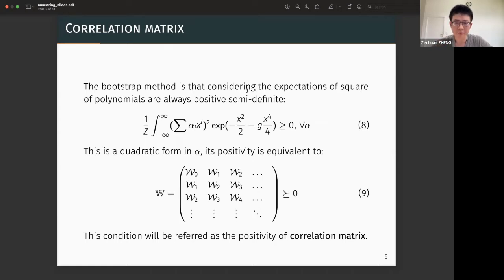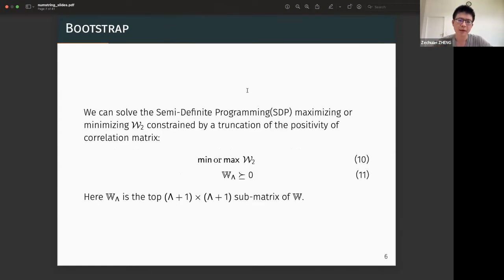Okay, so how to do the bootstrap? Here, we can make a truncation of that infinite-dimensional correlation matrix, truncating it to the top lambda plus 1 times lambda plus 1 matrix of W. And we can minimize or maximize W2. This is a semi-definite programming problem already. So how will it work?